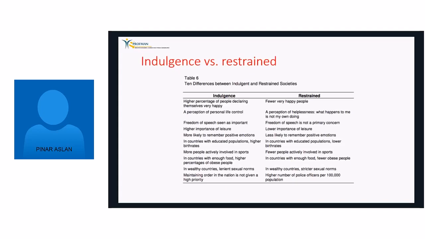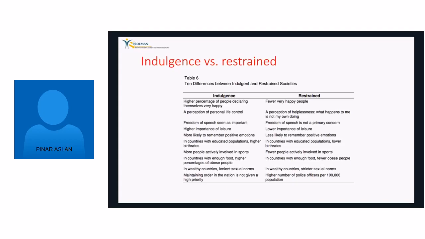And we have indulgence versus restraint on the other hand. In indulgence, a higher percentage of people declare themselves very happy. In restrained cultures, fewer very happy people. So there are less happy people. In indulgent societies, a perception of personal life control, so you can control your life. And in restrained countries, a perception of helplessness, what happens to me is not my own doing. So it just happens, I can't control it.